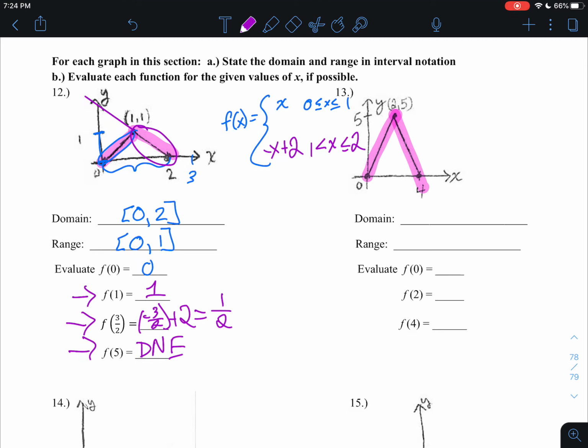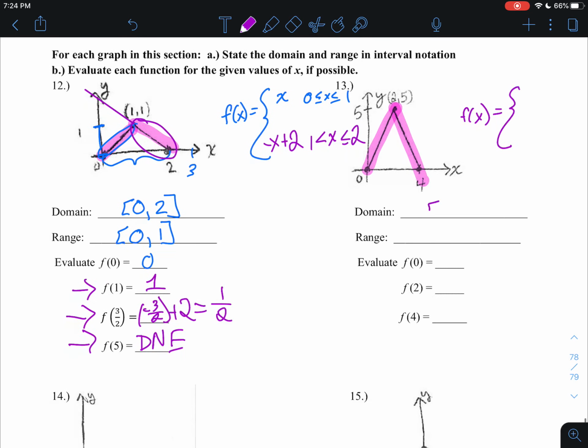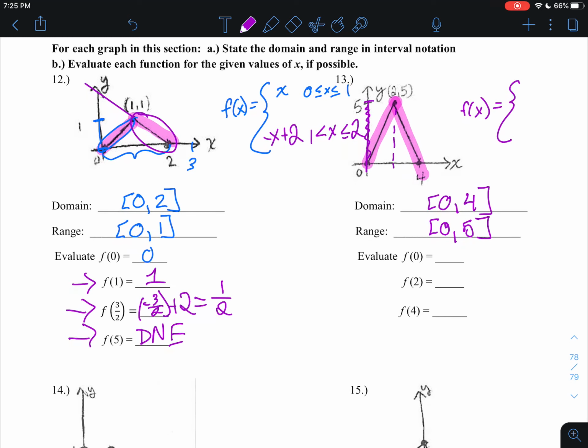So now let's look at number 13. I'm going to want to figure out what our function is. The domain here is from 0 to 4, because those are all the possible inputs that I can input into my function. The range is from 0 to 5, because those are all the y values. And now let's look and see what the functions are. So there's two pieces.